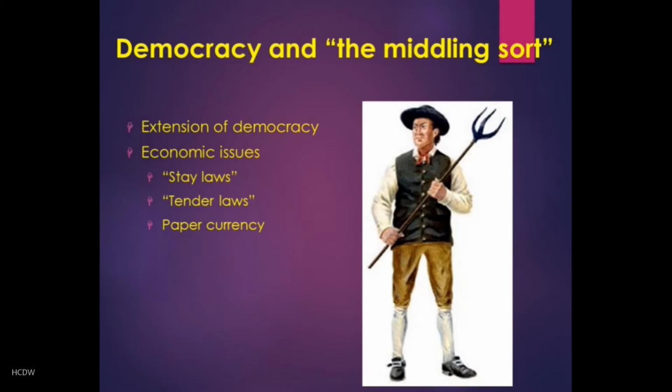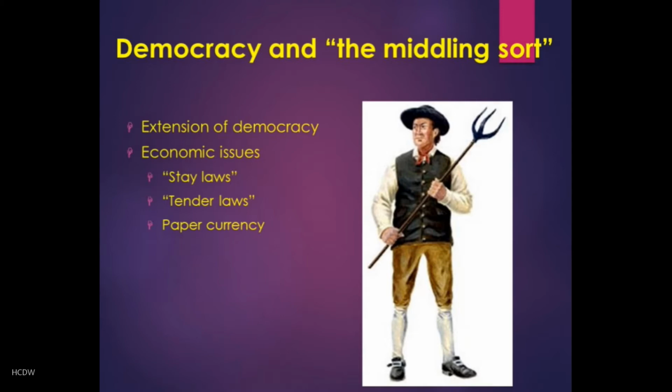But after just fighting a war to overthrow a monarchy and an imperial controlling government, it really would not do to reestablish a similar kind of government in these new budding United States. And so that meant that in the aftermath of the Revolution, we saw an extension of democracy to what was sometimes referred to as the middling sort.